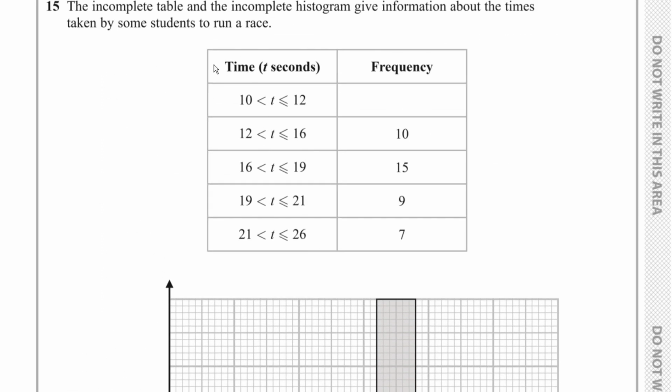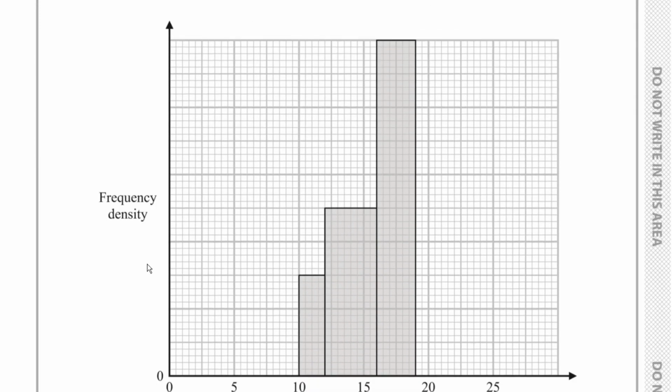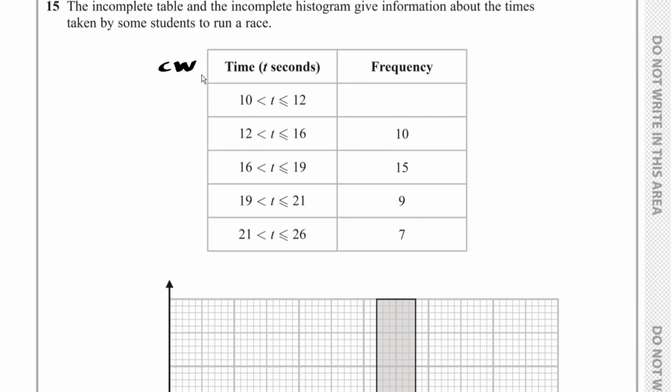Well, what we can do is work out the frequency densities and add this to the histogram. So let's work out the class width first. Here for this interval we've got 2, for this interval we've got 4, for this interval we've got 3, for this interval we've got 2, for this interval we've got 5. We can now work out the frequency densities of what's remaining. We can do that by doing the frequency divided by the class width. So 10 divided by 4 is 2.5, 15 divided by 3 is 5, 9 divided by 2 is 4.5, 7 divided by 5 is 1.4.